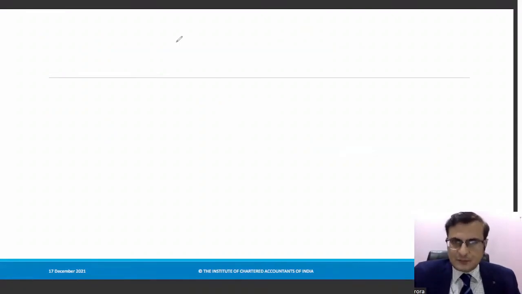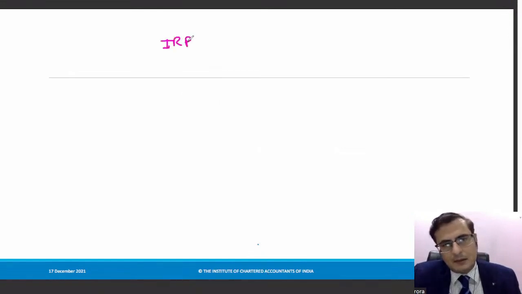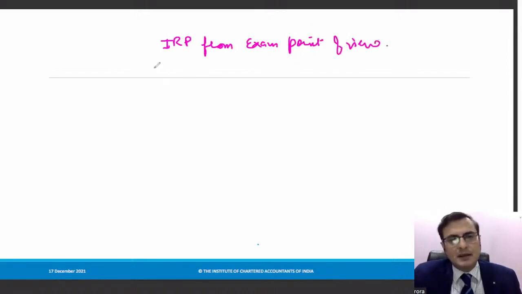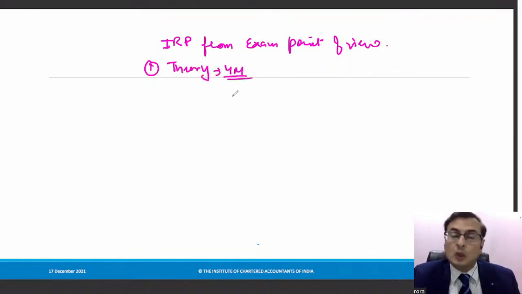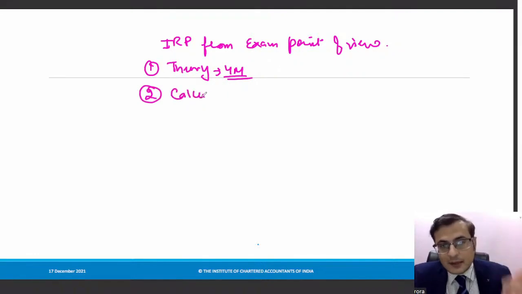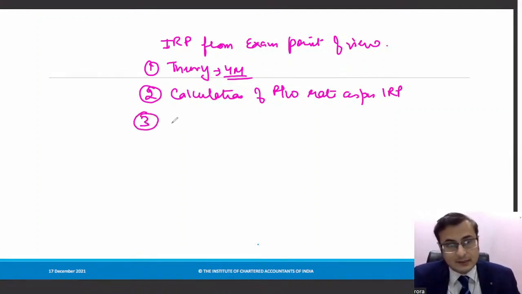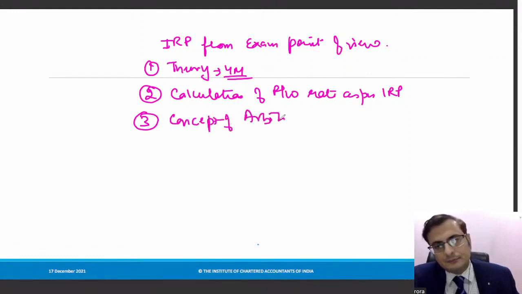Just from the examination point of view, IRP from exam point of view. How has the question been asked in the exam? Number one, theoretical, 4 marks, many times. Second, calculation of forward rate as per IRP. And third, very important, the concept of arbitrage.